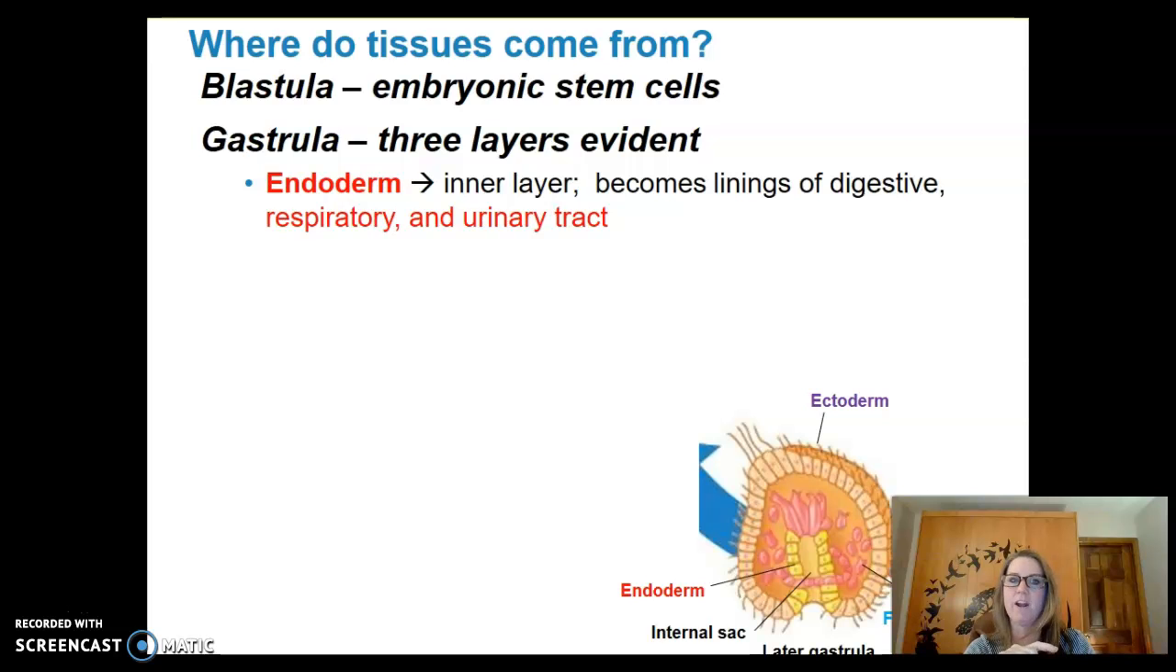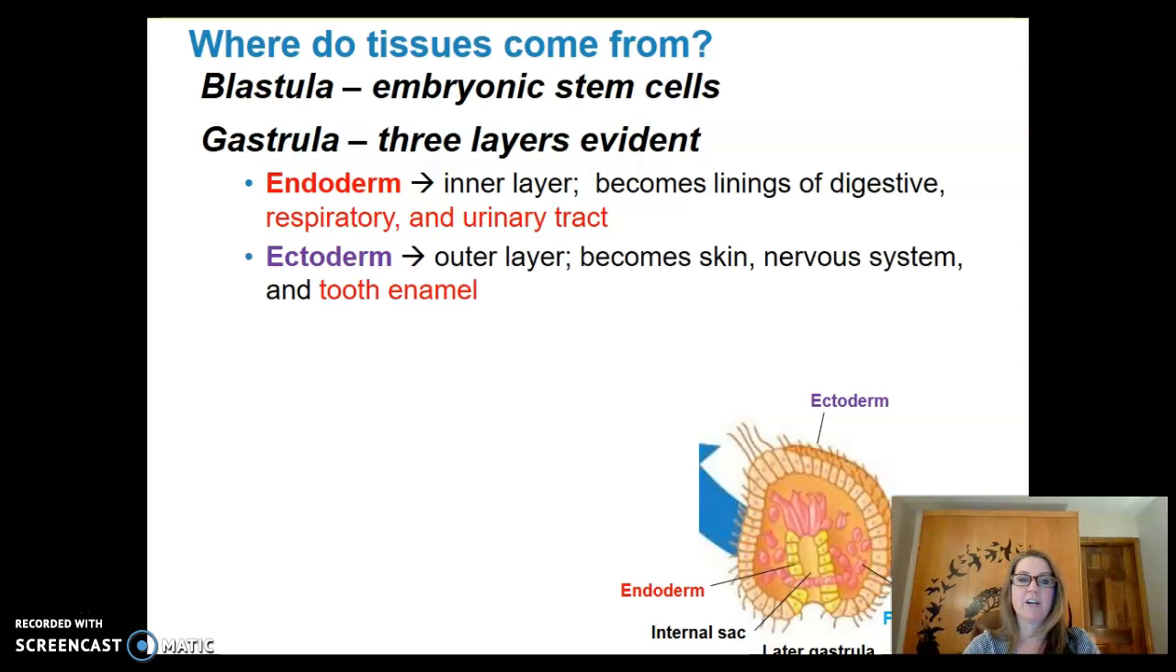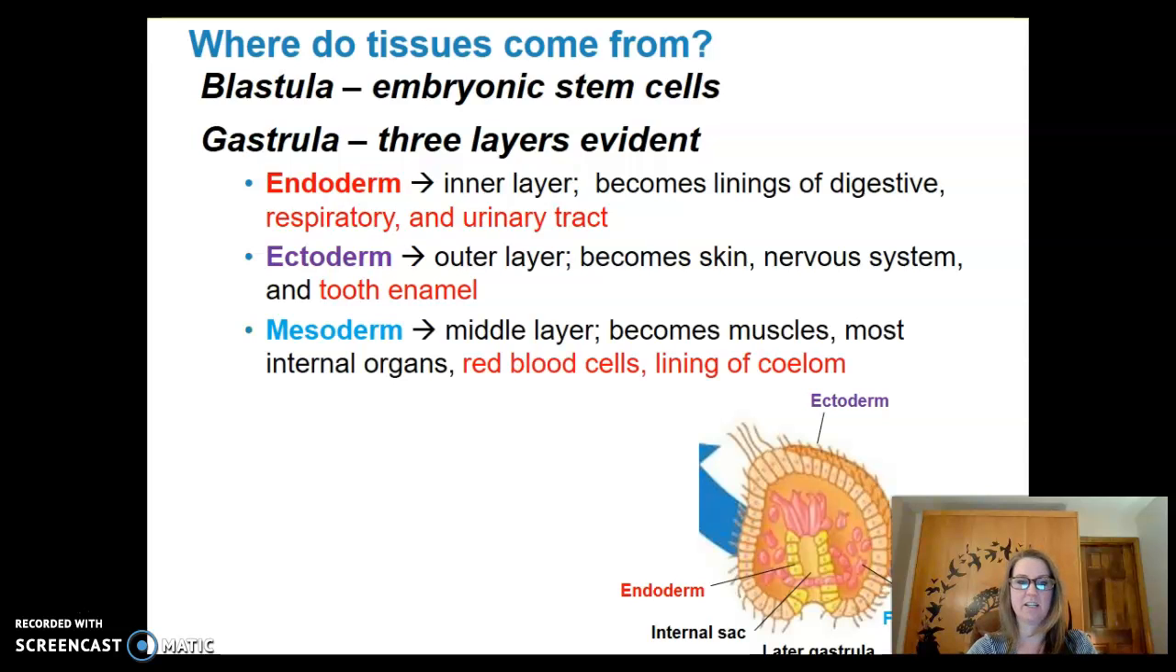Okay, it also is going to give rise to the respiratory and the urinary tract. So the endoderm is going to give rise to those tissues. Next, you might remember the ectoderm. The outside layer gives rise to the skin, so you already know that, nervous system, and then also your tooth enamel. So that's fascinating. And then lastly, we see this intermediate area, which is shown here in this figure with the pink cells. This is the mesoderm.